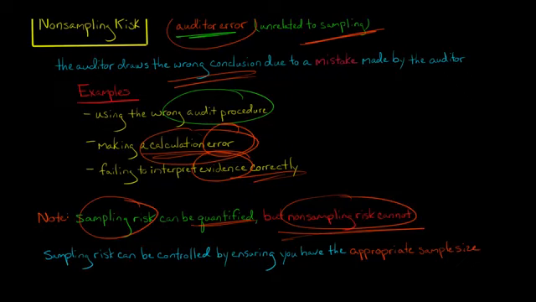And sampling risk can also be controlled by making sure, again, using probability and so forth, that you have the appropriate sample size. So for example, the issue with sampling risk is we're having a non-representative sample. Well, what if our sample is non-representative because we didn't have a large enough sample size? What if we had a larger sample size? We might have ended up making the correct decision.